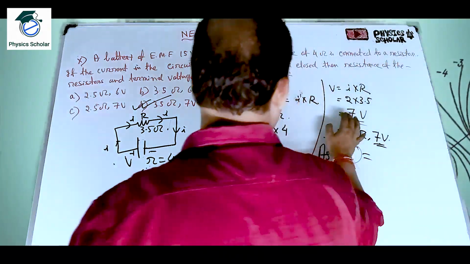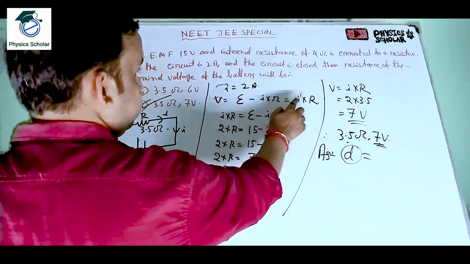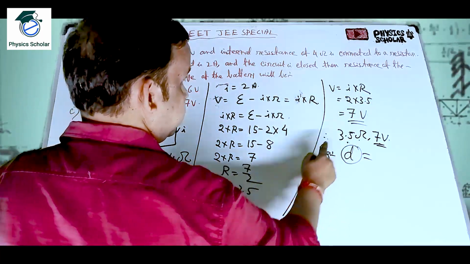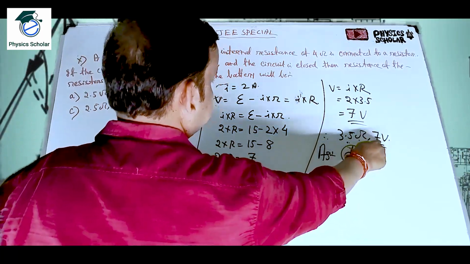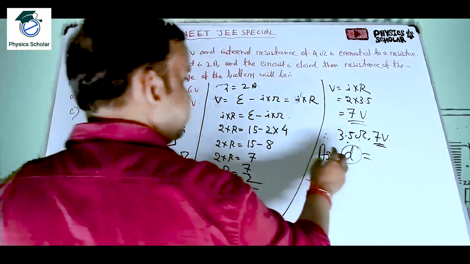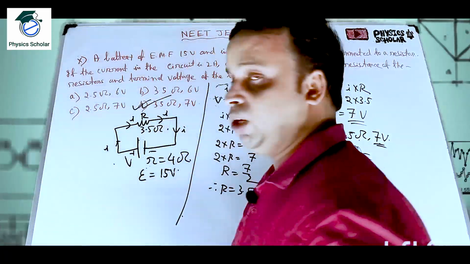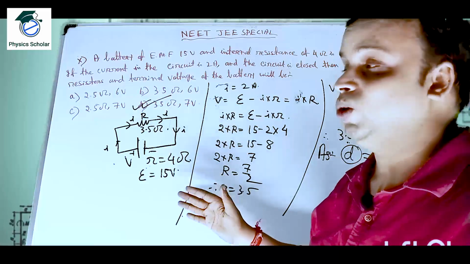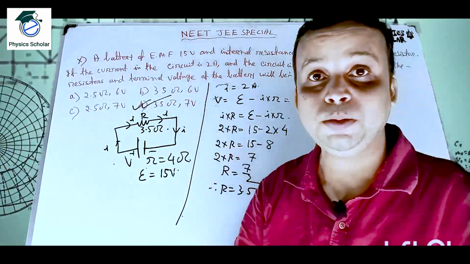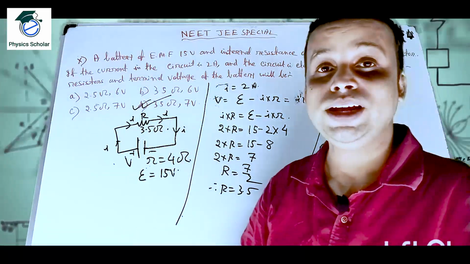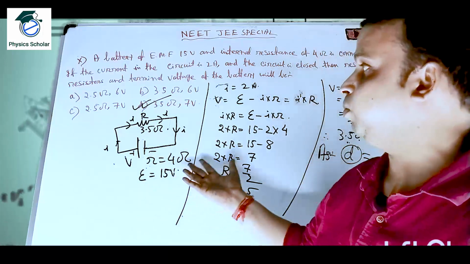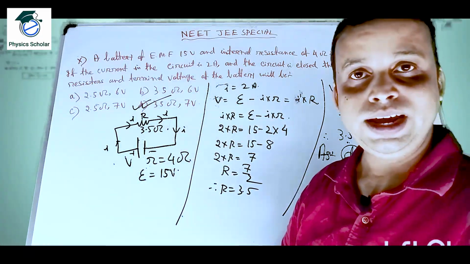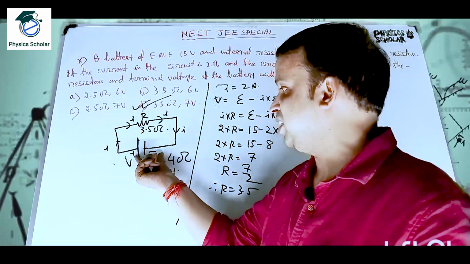So now V is equal to I into capital R. So I means 2, into R means 3.5. So 7. So 3.5 ohms and 7 volt. That will be the value of the external resistance, and the terminal voltage of the battery when it is connected to the circuit will be 7 volt. That means the voltage drop will be 8 volt, 15 minus 7, due to the internal resistance of the battery. That means here more than 50%, out of 15, 8 volt voltage drop will be there due to the internal resistance of the battery.